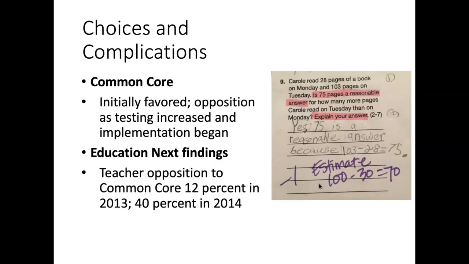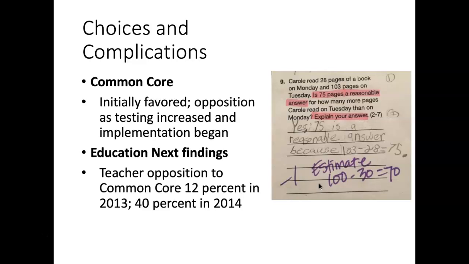There were some choices and complications with Common Core. It was initially favored, but opposition grew as the testing increased and implementation began. Education Next's findings showed that teachers' opposition to Common Core was 12% in 2013 and 40% in 2014. My own mother is an elementary school teacher, and she said Common Core was a great idea at meeting individual children's learning styles until the textbook publishers got a hold of it and changed the way that it's used.